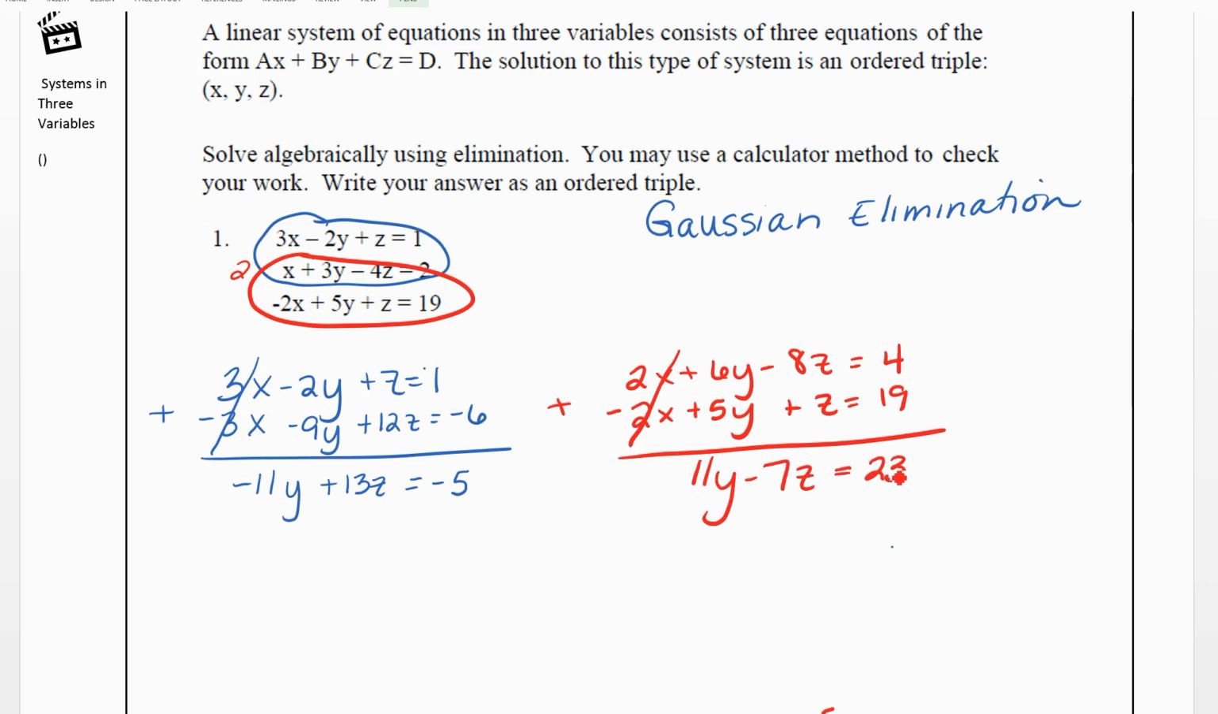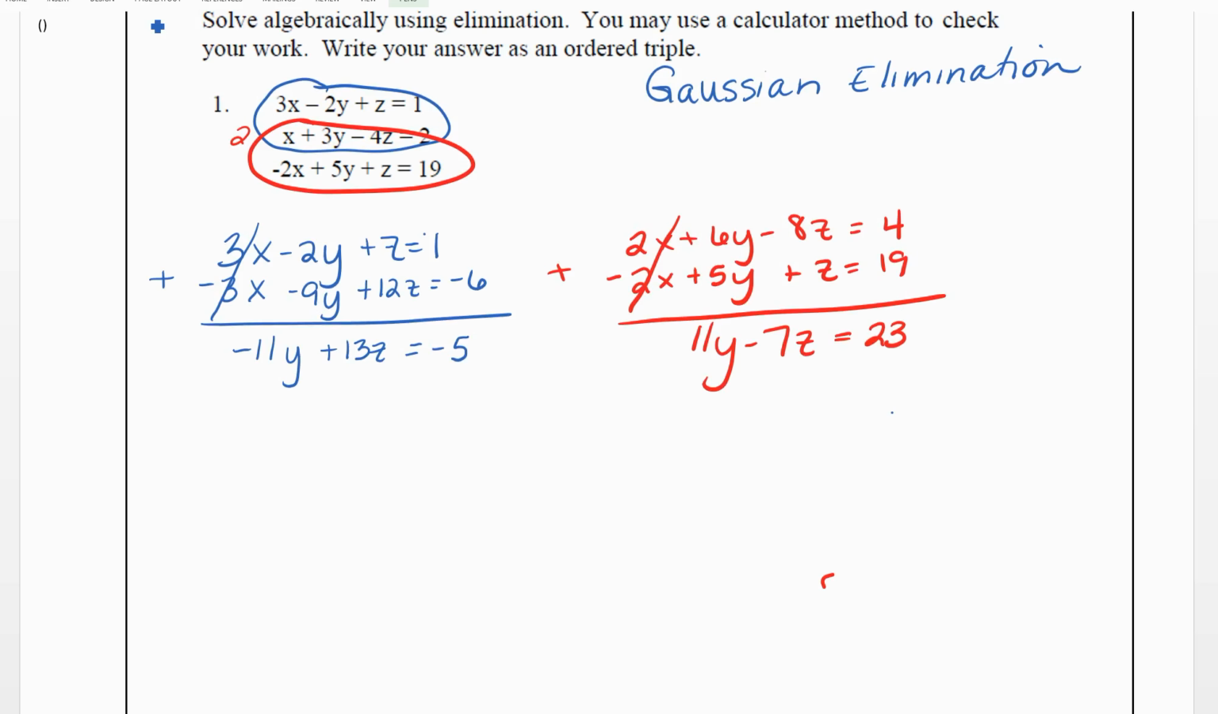Okay, now we're actually pretty lucky here because what we're left with is a system of equations where the coefficients on y are opposites of each other. So we'll be able to do elimination on those 2 very easily. I'm going to bring down the -11y plus 13z equals -5, and what I had in red, 11y minus 7z equals 23.